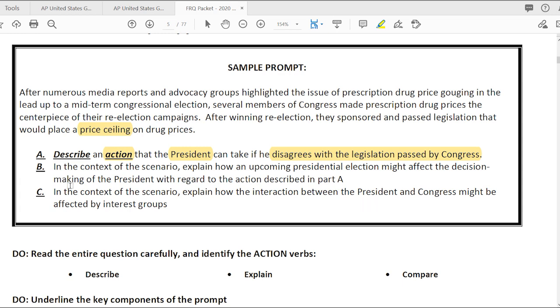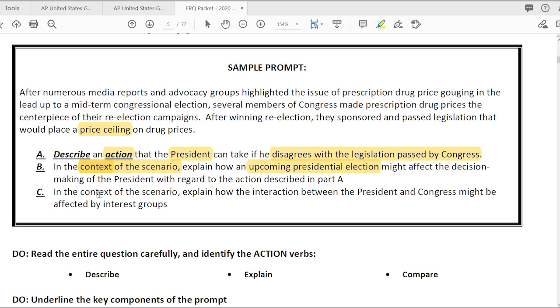what comes to most of your minds is veto, and we'll talk about that more in a second, which is good. Okay, B, in the context of the scenario, and again, that means that you have to refer to the drug price ceiling legislation. You just have to, or you don't get the point. Explain how an upcoming presidential election might affect the decision-making of the president with regard to the action described in Part A.